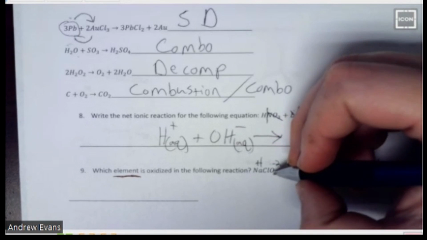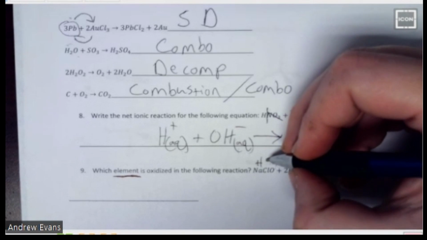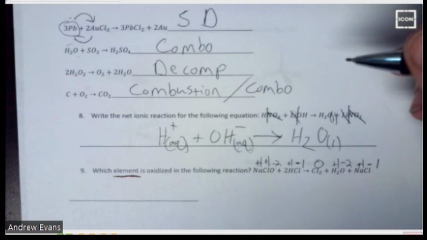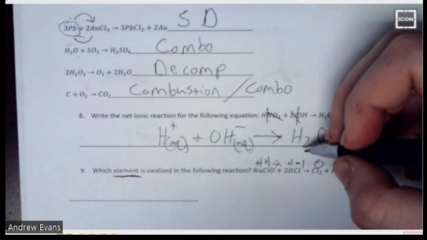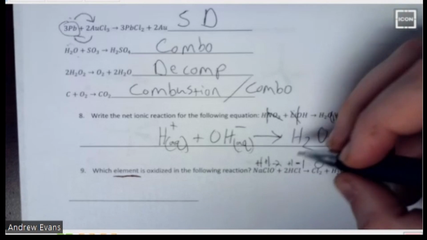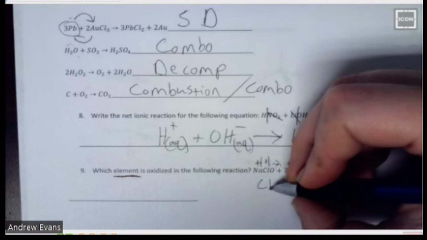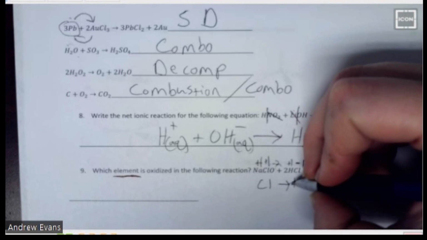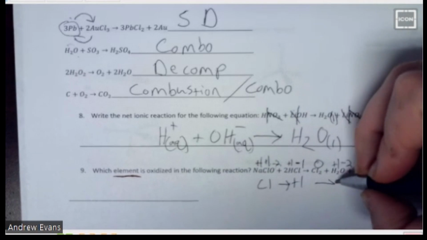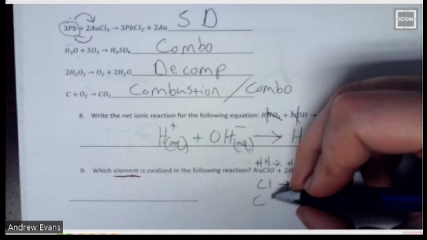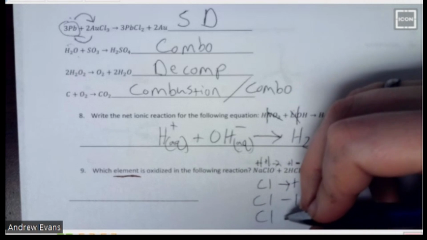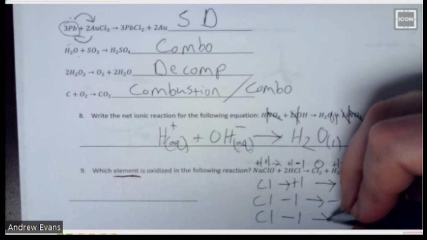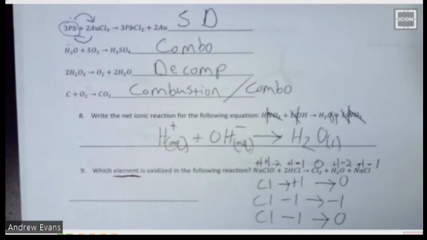And this guy, because of that, -2, -1, this chlorine has to be +1. Now, because of this, there's a chlorine that goes from +1 to 0, and there's a chlorine that goes from -1 to 0. So this was kind of a little tricky, but kind of not.